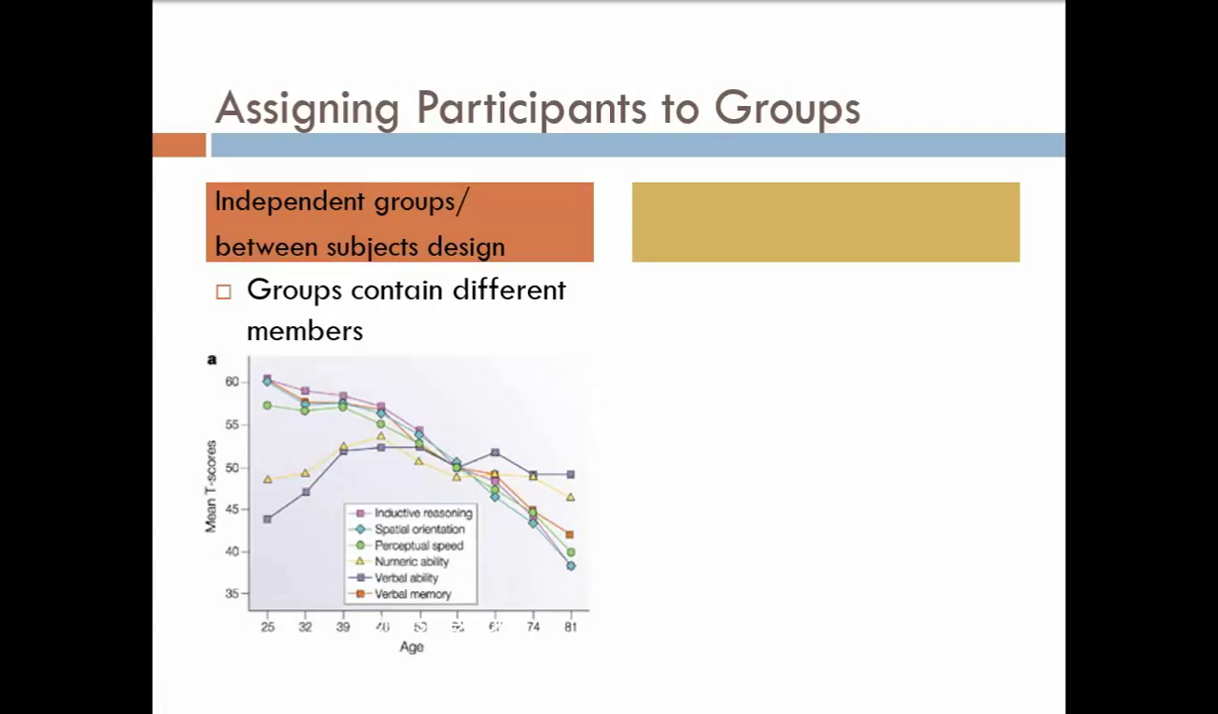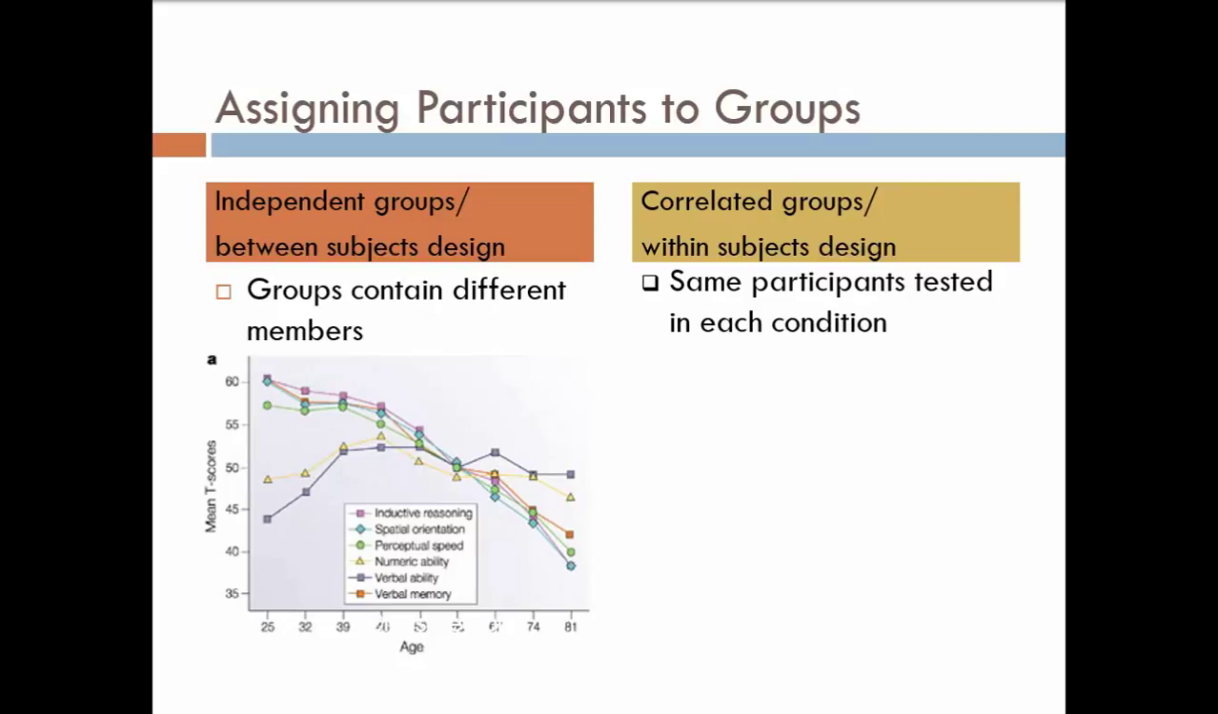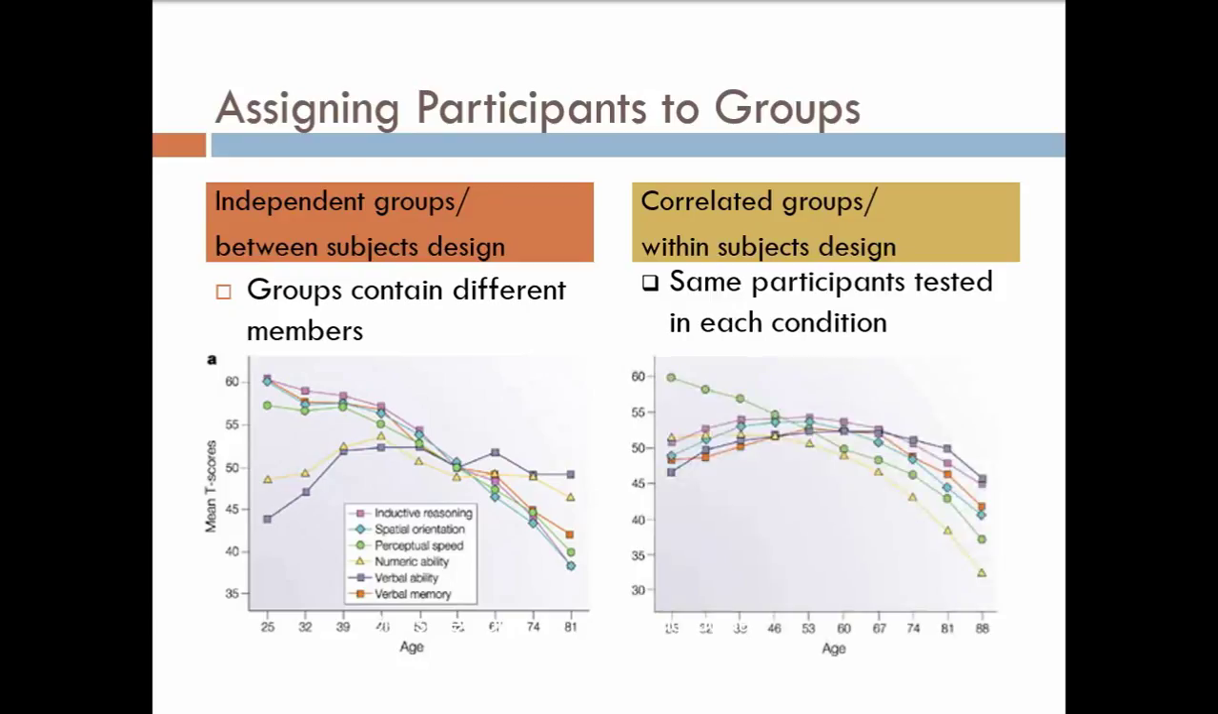If you've had lifespan development, you might have learned this is called a cross-sectional design. Another way to collect data is to use the same people more than one time. We call this a correlated groups design or a within subjects design. This is when we test the same participants in each condition. So each participant's going to serve as their own control, basically.